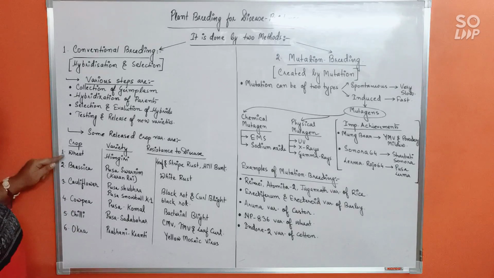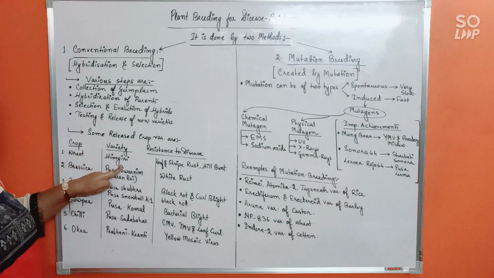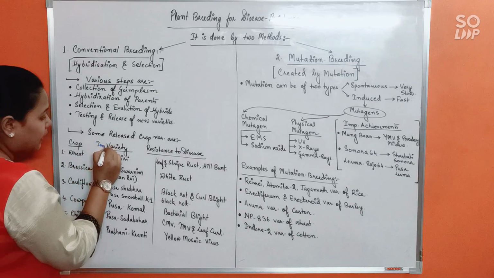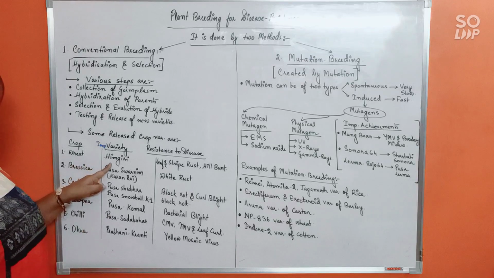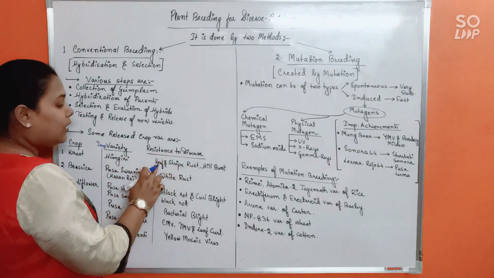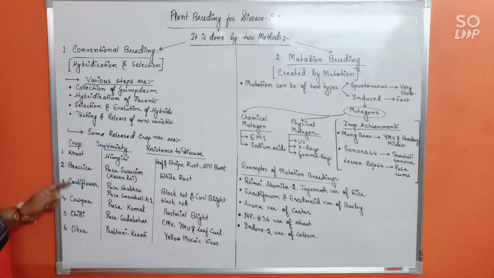First, the crop wheat. This is the variety that has disease resistance, the improved variety. The improved variety is Himgiri, and it is resistant to leaf and stripe rust, and hill bunt.